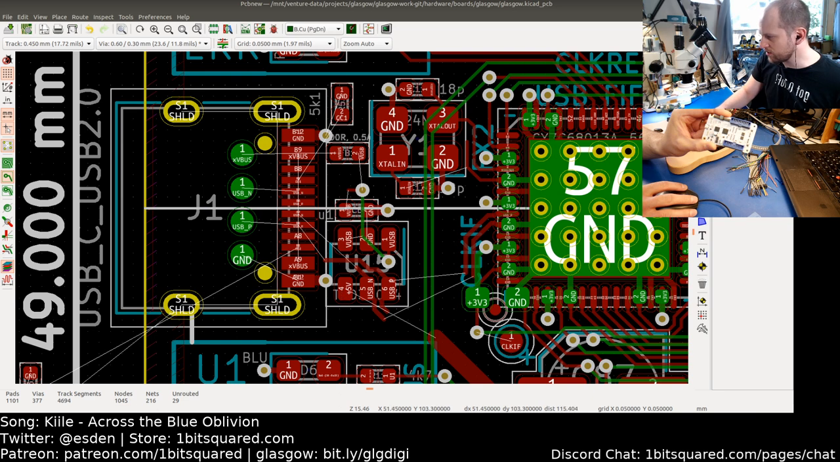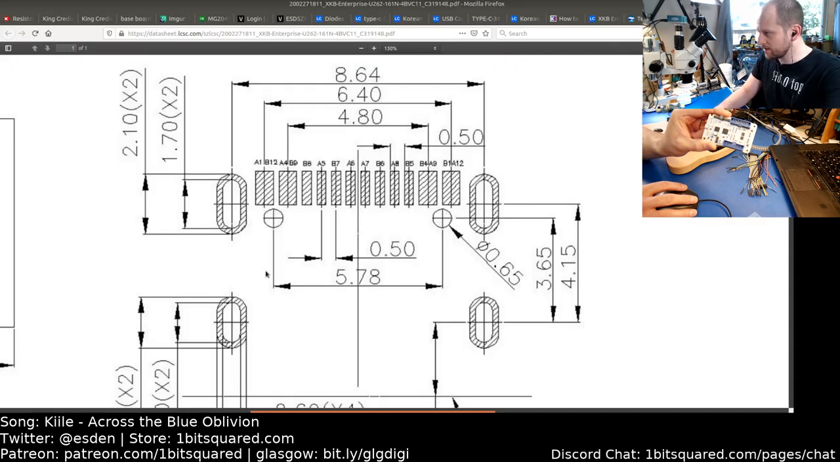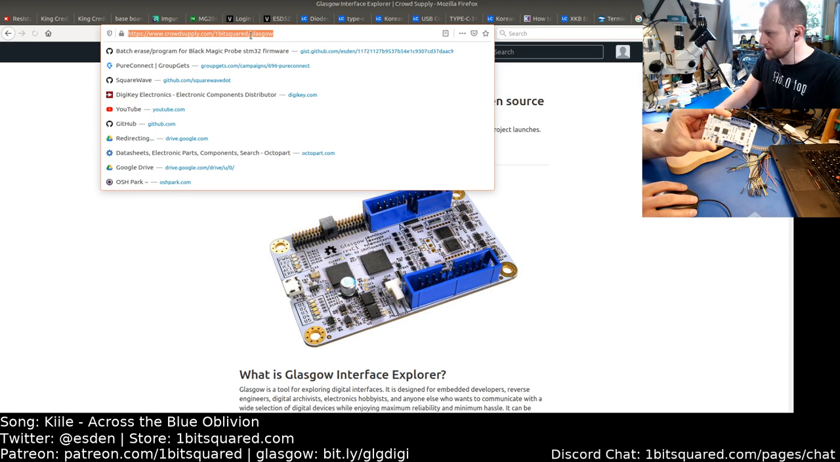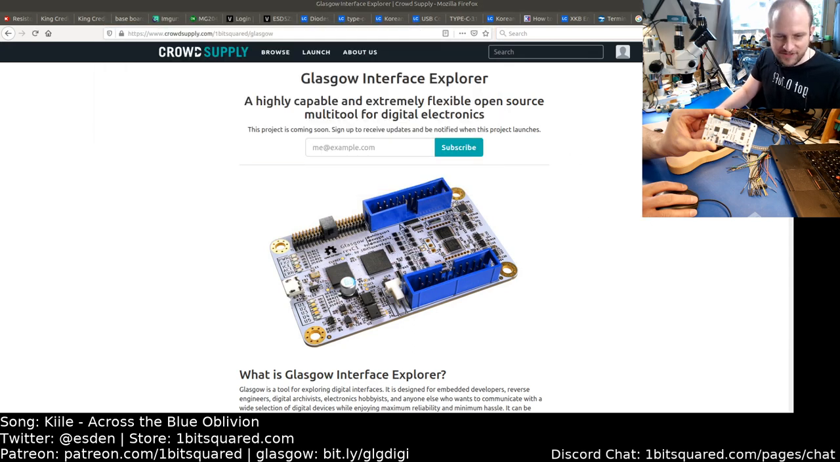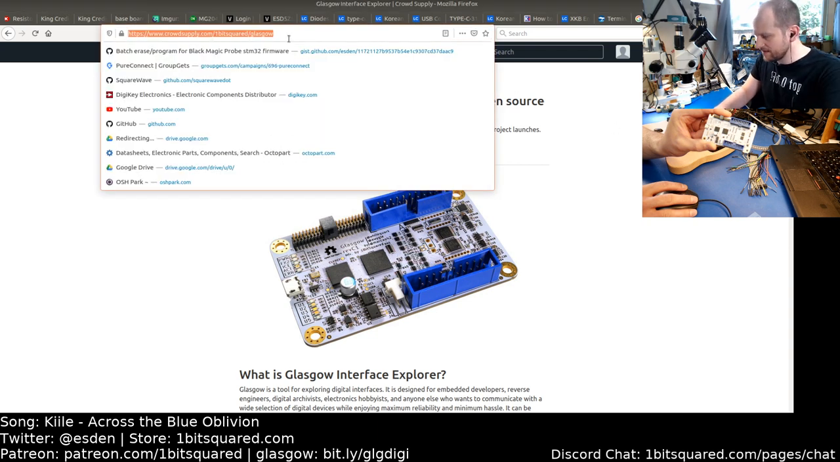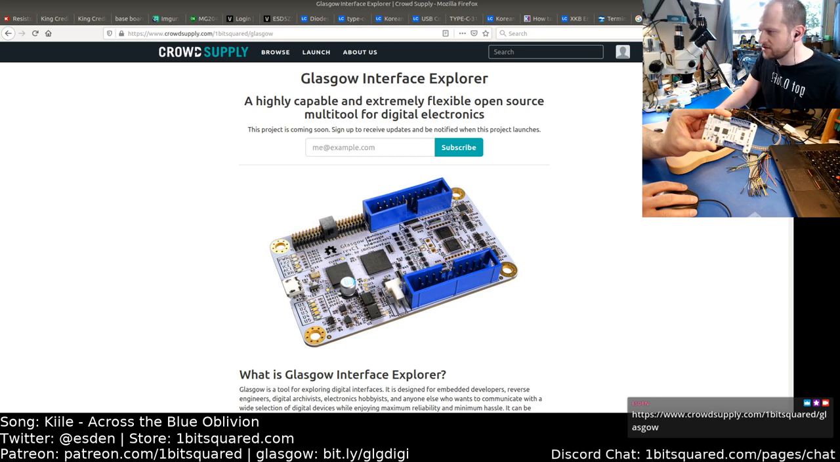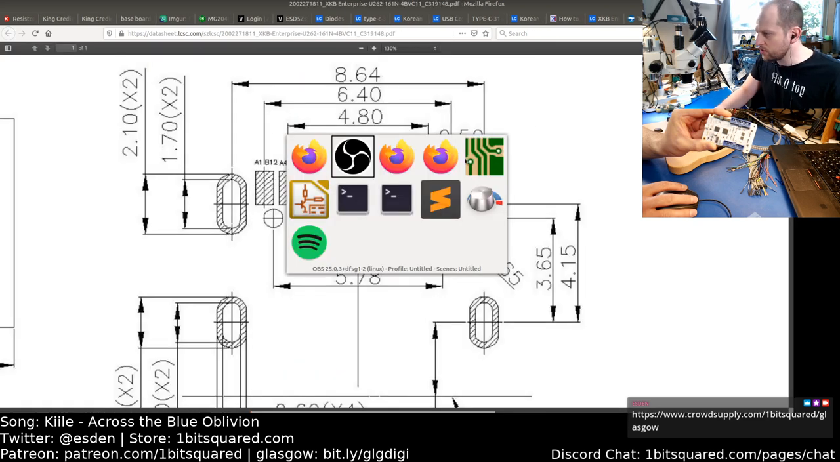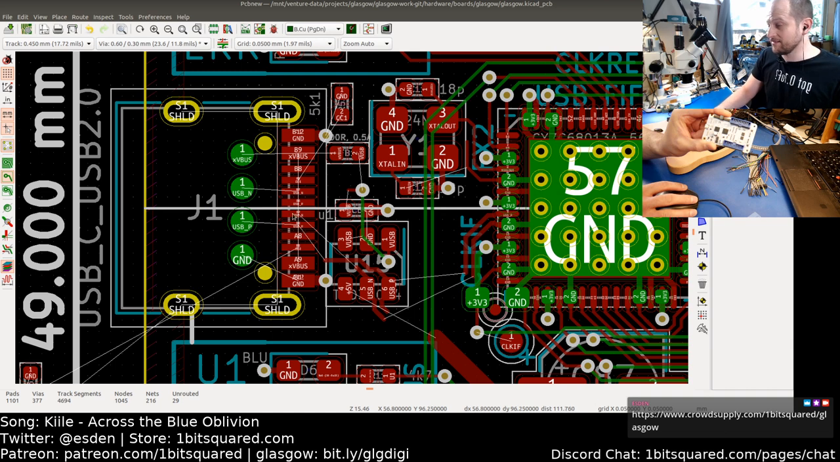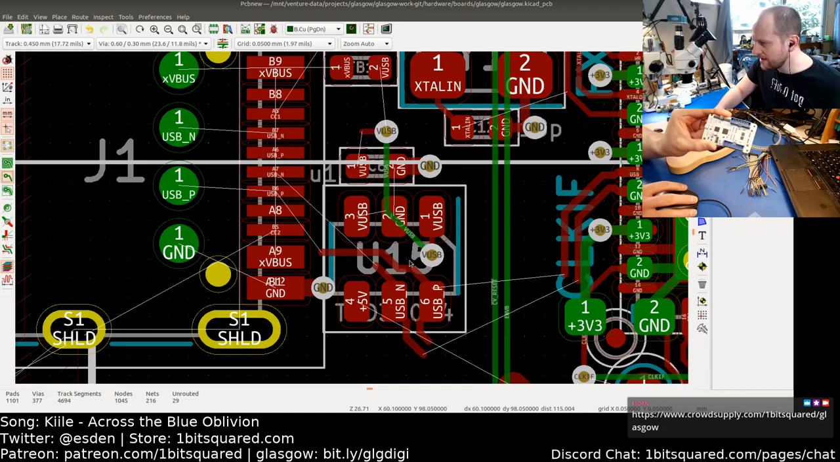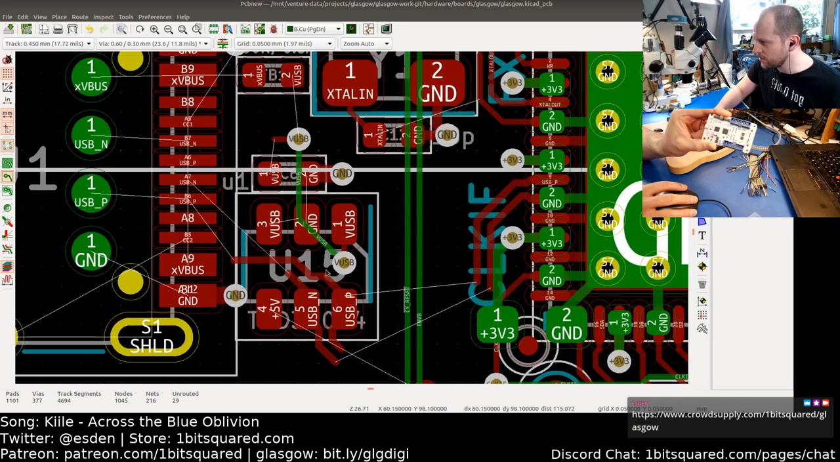Kathanis, what does this board do when it's done? The best way of explaining what it is... Let's see. It's a digital interface explorer. It's a tool for connecting to any type of digital thing and talking its protocol at a reasonable speed. So it's a hacking, debugging, engineering tool that we are working on.